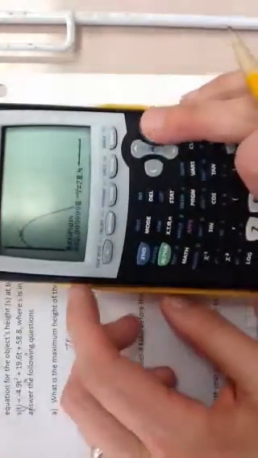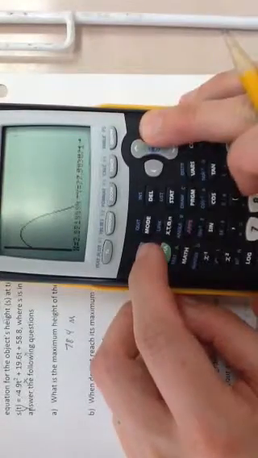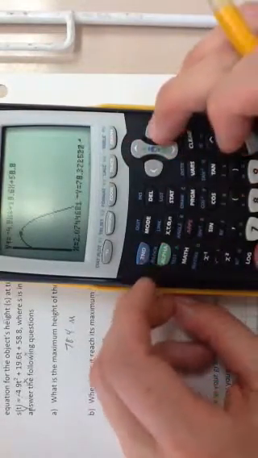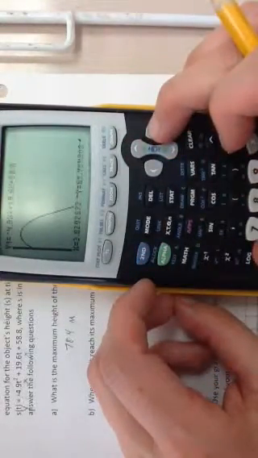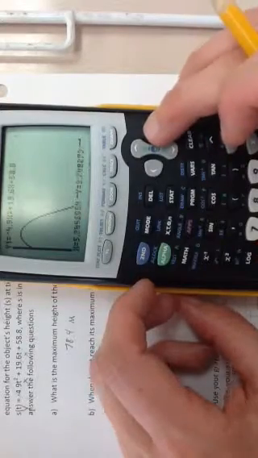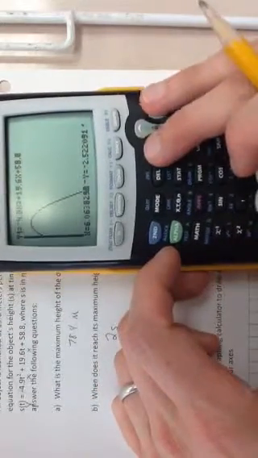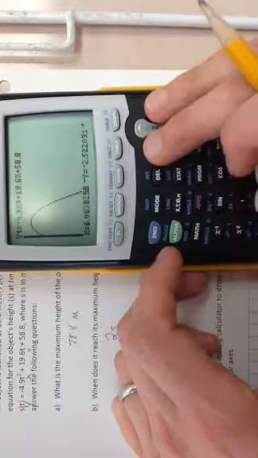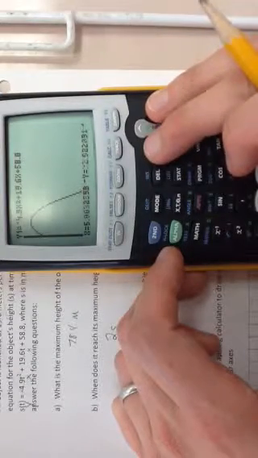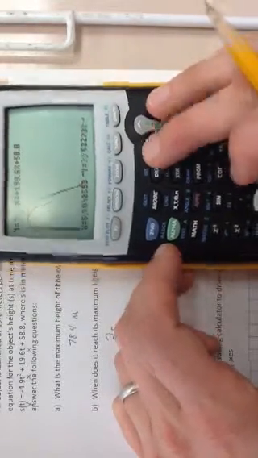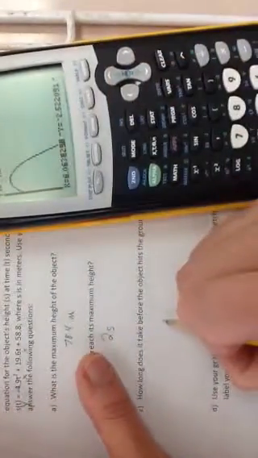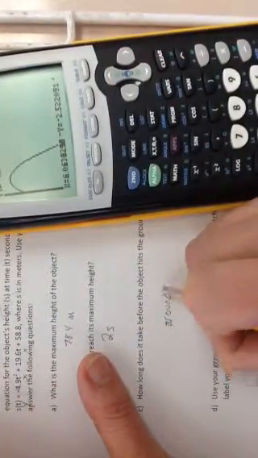Now, how long does it take before the object hits the ground? So that's looking down here, right? So we'll trace again, but we've got to look down here. So right around, it looks like 6 seconds. Here it's above the ground, here it's below the ground, right? So I could say around 6 seconds.